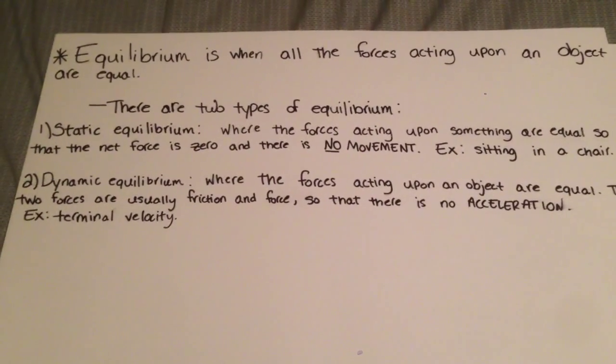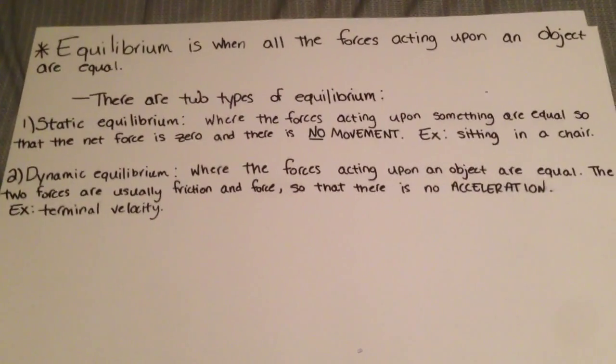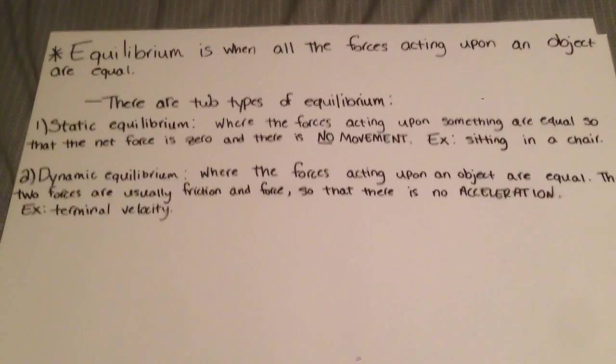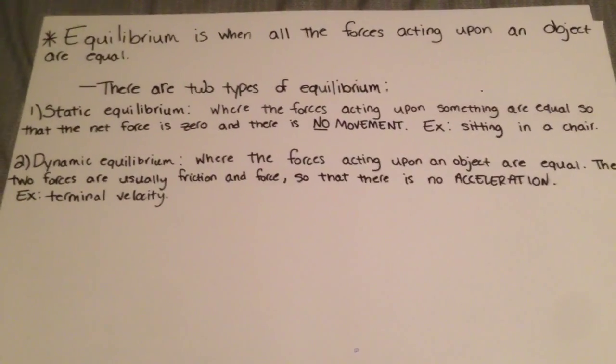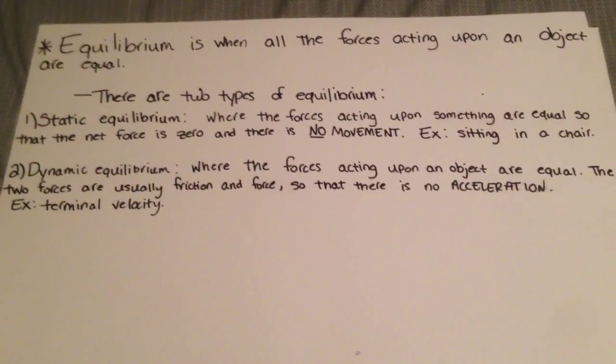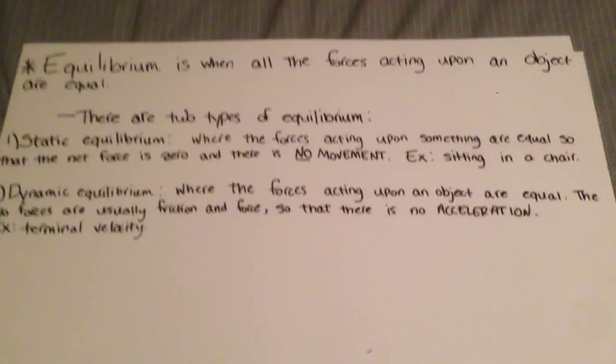And a great example of dynamic equilibrium would be terminal velocity, which is when the force of air resistance on a falling object equals the force of gravity so that it stops accelerating. That's easy to remember because no acceleration.